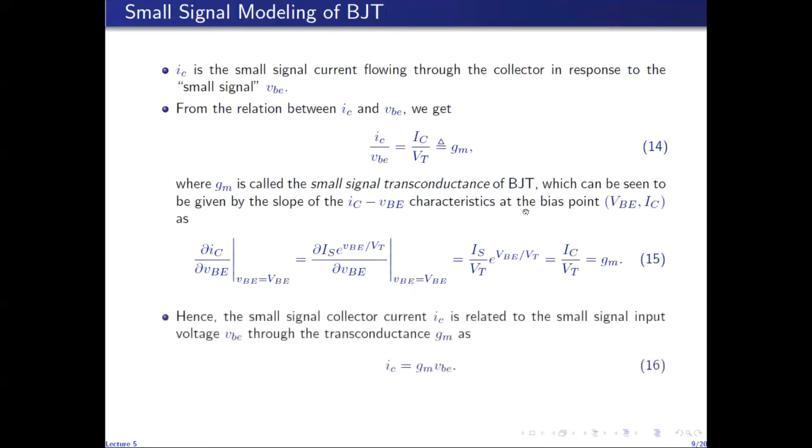So we can rearrange this relation to write the small signal collector current in terms of gm and the small signal base-emitter voltage. So ic is gm times vbe.